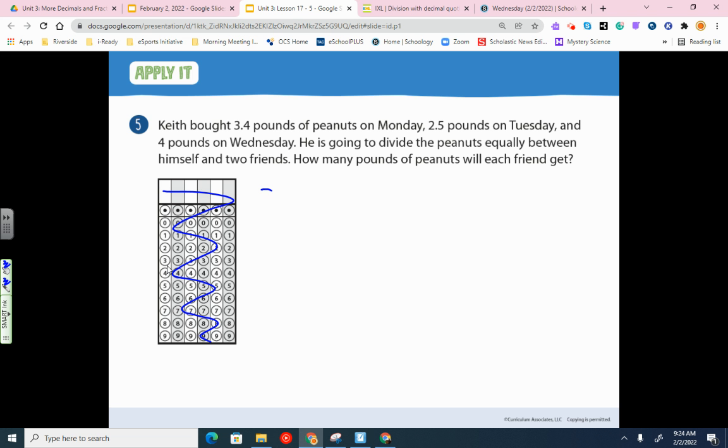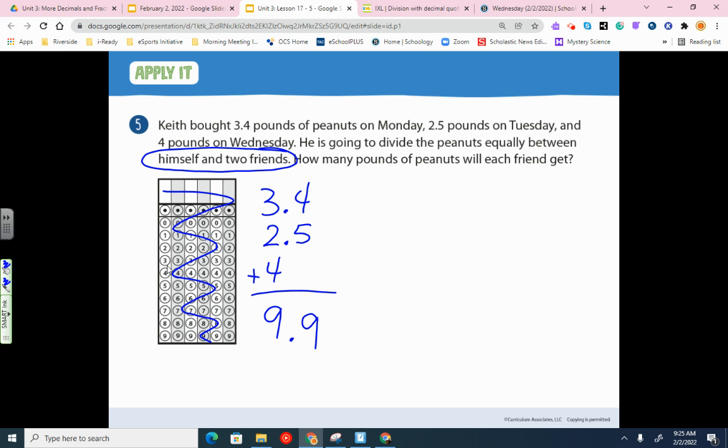So the first thing is we have 3 4/10, we have 2 5/10, and we have 4. Just like this. We need to total up how many peanuts he got. We have 9, so we have 9.9 pounds. Now we have to talk about how many friends he has. But he's talking about himself and 2 friends, so that's 3 people. There's lots of steps with this one. That's why I want to do it.